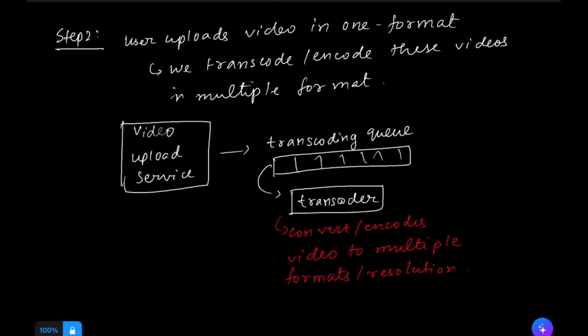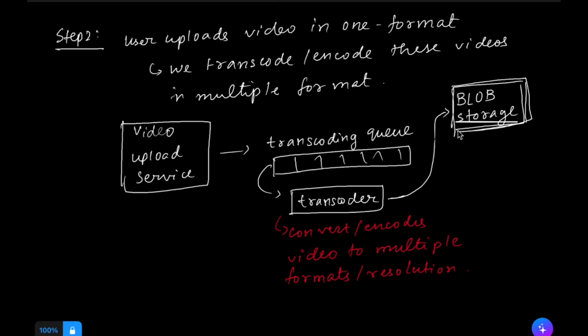And once this is done, the videos are stored in blob storage, so binary large object storage. You can read more in detail about blob storage; I will put a link in the description. Blob storage basically denotes unstructured data like videos or images, which cannot be stored in a structured way in rows and columns. So blob storage is used to store this kind of data.